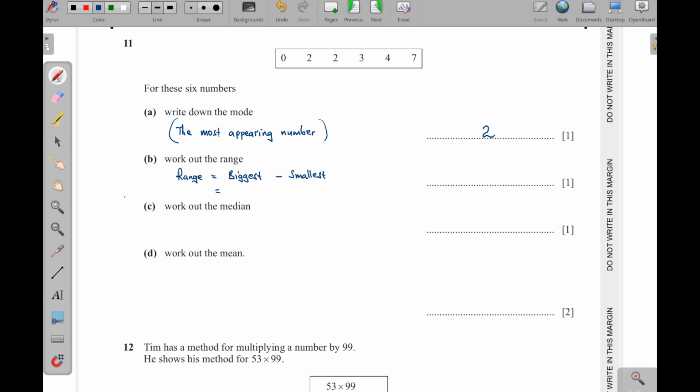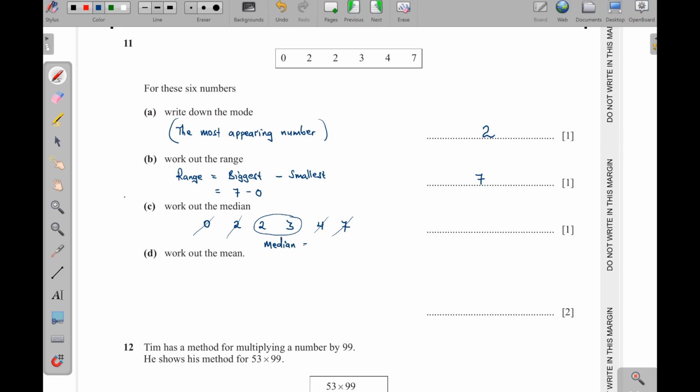So the biggest value is a 7, the smallest is a 0. So you will get your range as 7. Then work out the median. You are going to arrange these numbers in order, and they are already in order. Then we cancel from the extremes. Okay, so we cancel this and this, this and this. Then the ones that remain in the middle, we get their what?